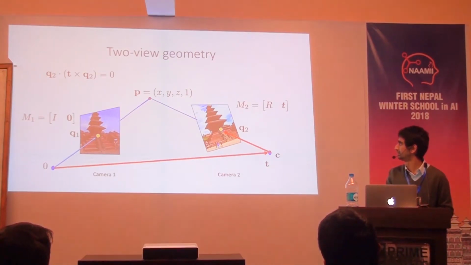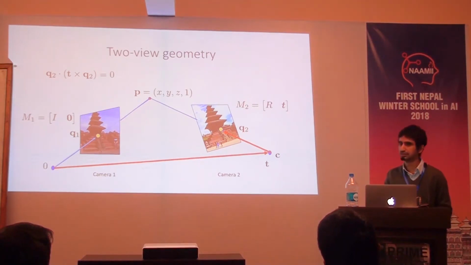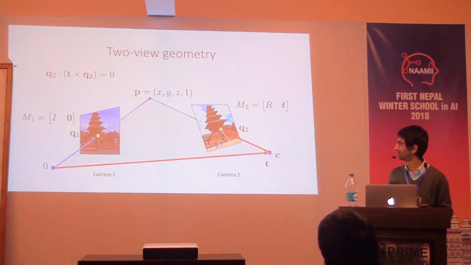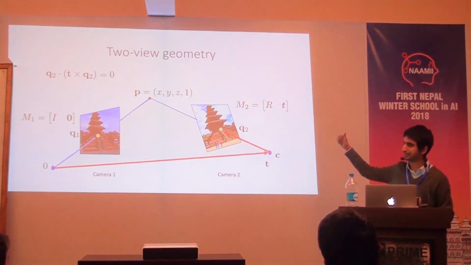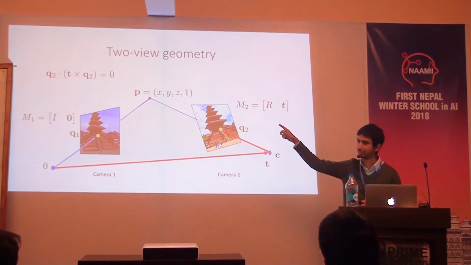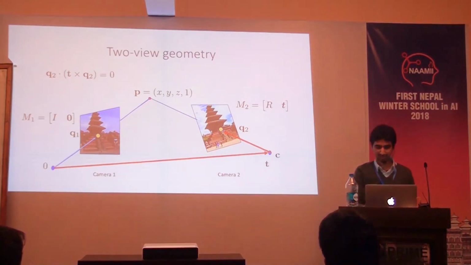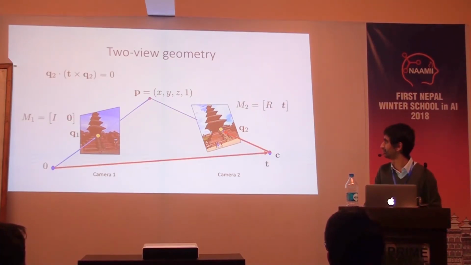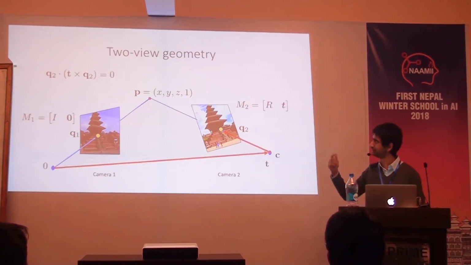What do you think will be the cross product of these two vectors, Q2 and T? Perpendicular, outward from the screen, yes, from the plane, right? This epipolar plane that we talked about. So it will go outward.